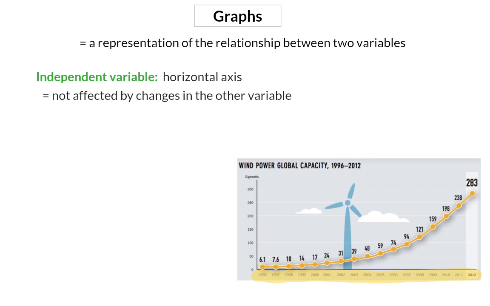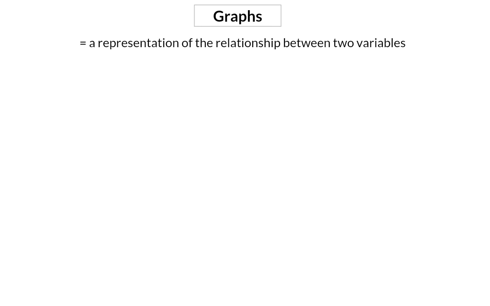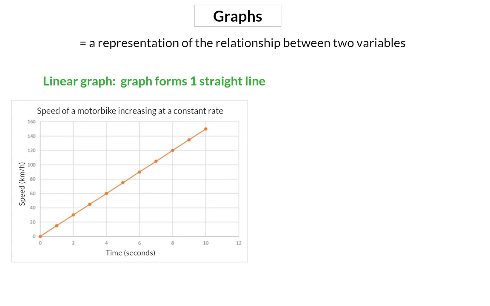The dependent variable always goes on the vertical axis, and this variable is influenced by the change in our independent variable. In our example, this is the wind power capacity that increases as the years go by. Sometimes the relationship between the two variables form a pattern, and we are going to focus specifically on those forming a linear pattern. This means that all the data values can be connected with one straight line.